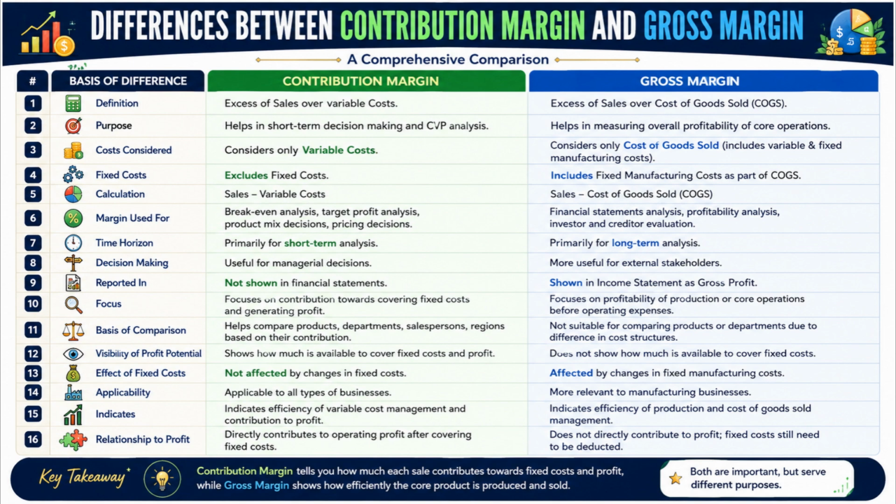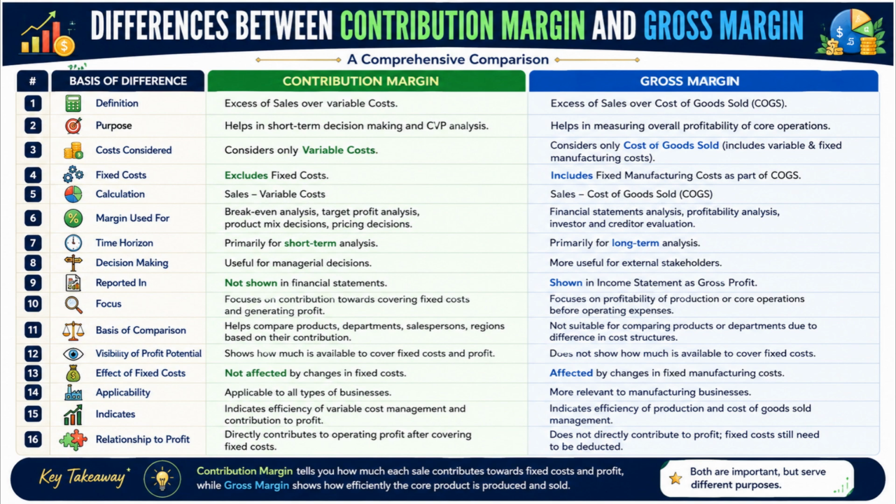Number 12. Contribution margin clearly shows how much revenue is available to cover fixed costs and profit, whereas gross margin does not specifically show the contribution toward fixed expenses. Number 13. Contribution margin is not affected by changes in fixed costs, whereas gross margin can be affected by changes in fixed manufacturing overhead.